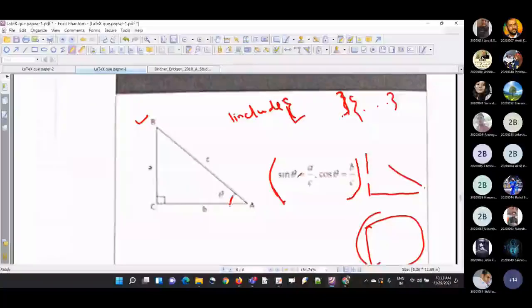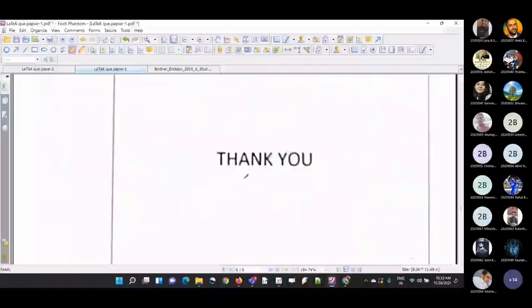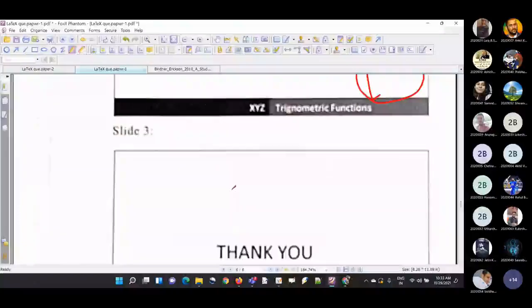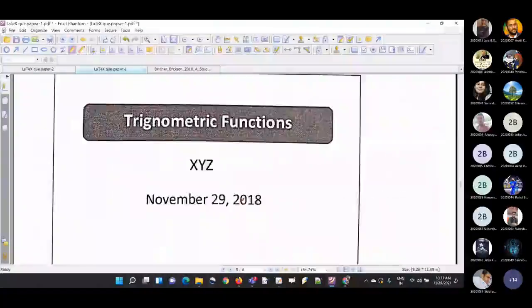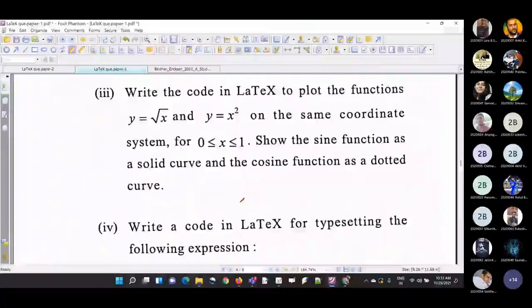Okay, and then the last page is centered. So begin center, end center, and then boldface, textbf, you have to write. So this is very much simpler than what you have done in the LaTeX Beamer presentation competition.